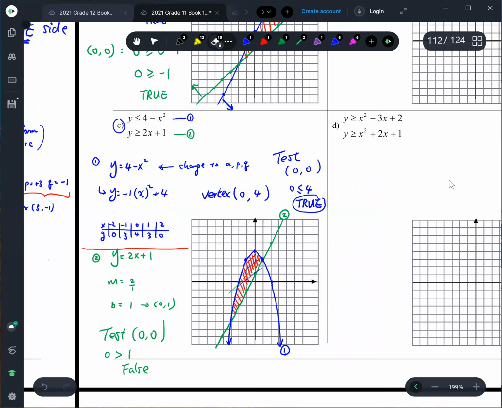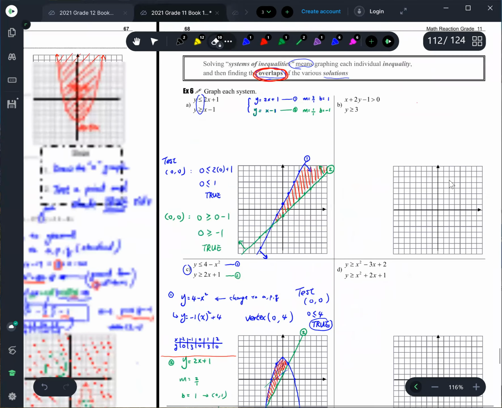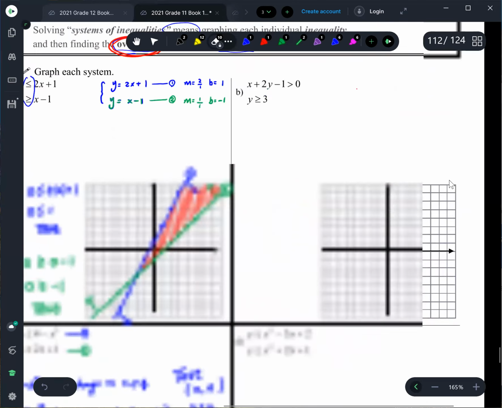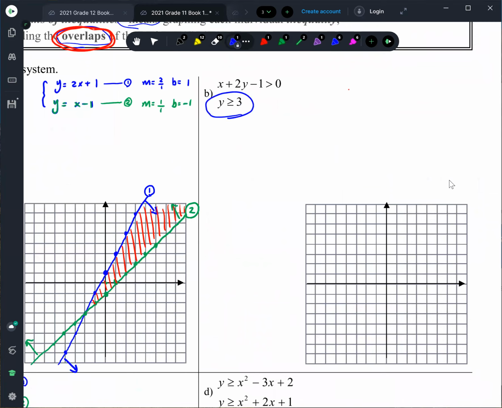Okay, let's take a look at D. For question B, you have an interesting graph here, right? y is greater than or equal to 3. Let's talk about just that one, because I think the straight line with the slope you're okay with, right? This one doesn't have the slope. So if you want to graph this, you pretend it's y equal to 3.